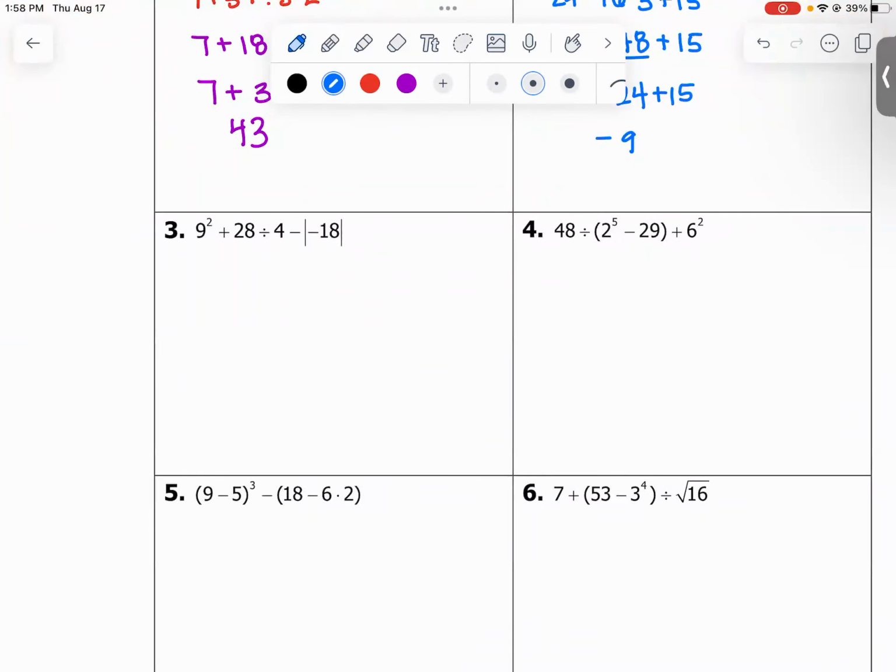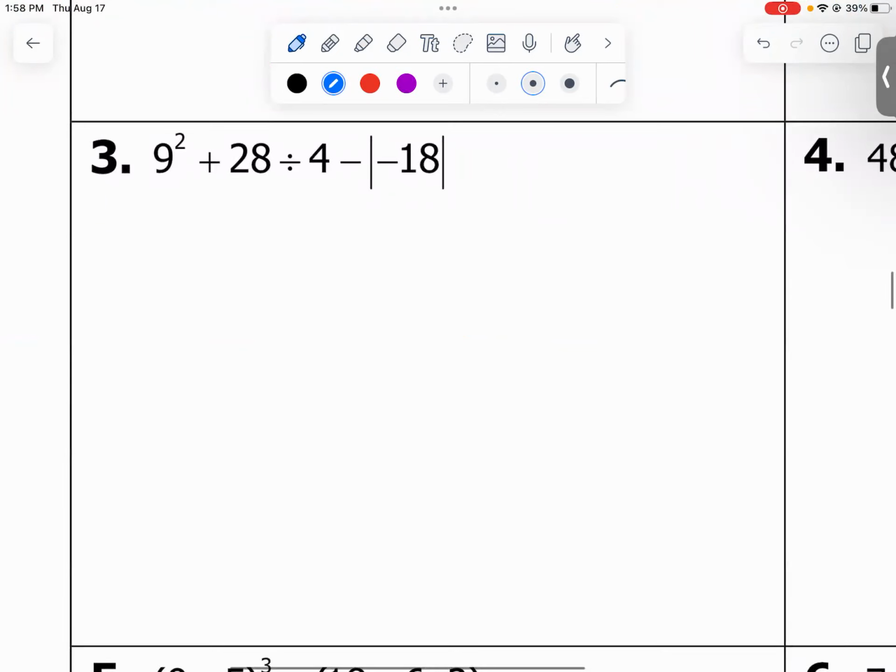All right, so let's look at number 3. Okay, we don't have any parentheses. However, what do we have? Okay, and the absolute value is a grouping symbol. So some people call PEMDAS GEMDAS, like G for grouping instead of P for parentheses. I know, it's kind of weird. So that's what we need to do first, okay? So that becomes just minus a normal 18, okay? Then what do we get to do?